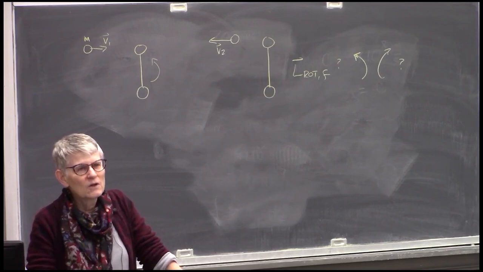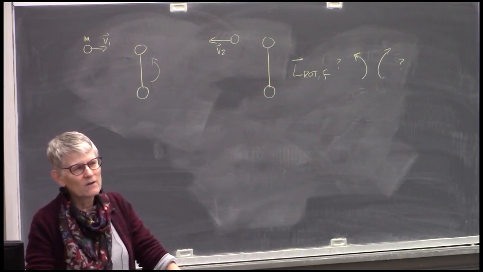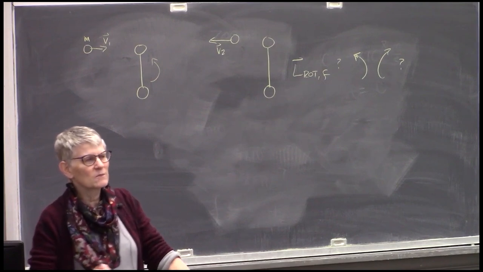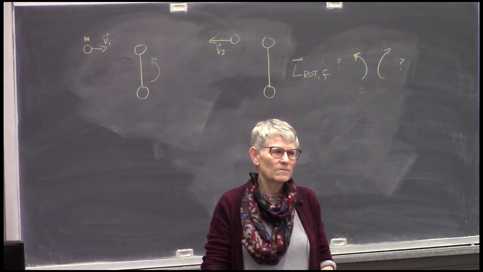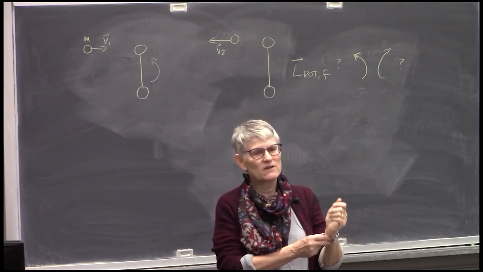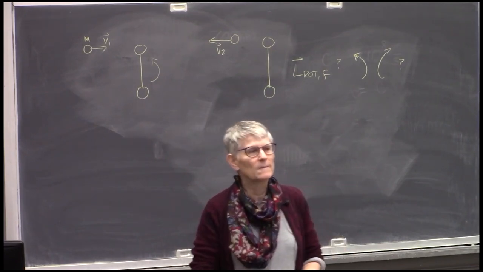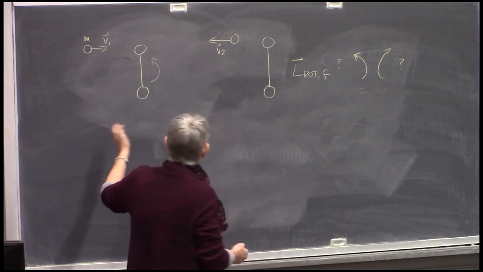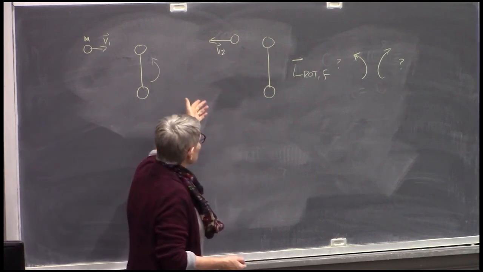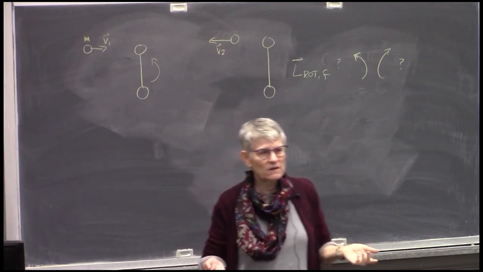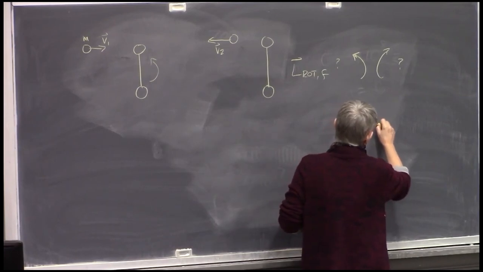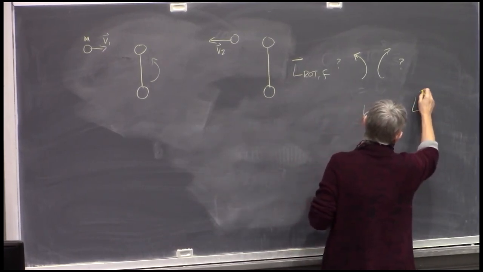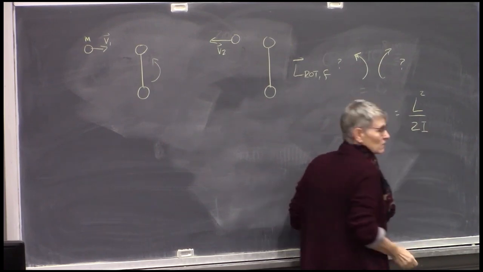So there really isn't any way out of using the angular momentum principle for this. The momentum principle tells us about center of mass velocities, right? And that may be useful. In one of these methods, you actually have to use the momentum principle. The energy principle, we do know about rotational kinetic energy, right? And that's related to angular momentum. K rotation is the magnitude of L squared over 2 times the moment of inertia.